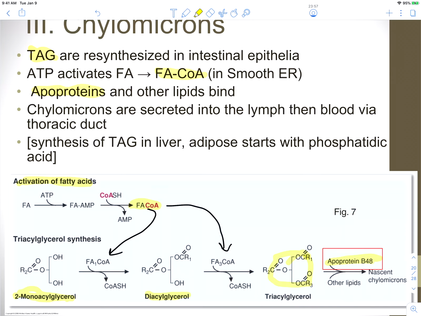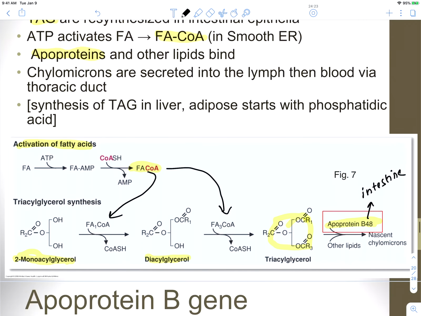Triacylglycerol with apoprotein B48 is going to be packaged into a nascent chylomicron. B48 is from the intestine. And so if you take someone's blood and you do a test for B48, you can in essence know how much chylomicrons are in the blood at any time. And of course you would only see chylomicrons after the fed state because they're only made after you digest fats.